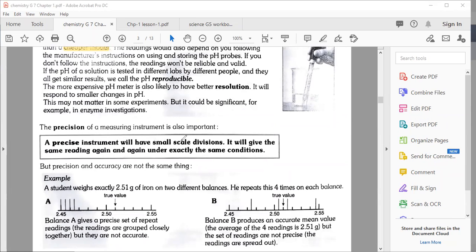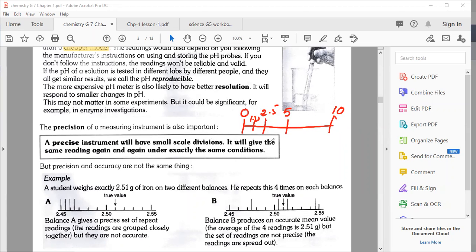An instrument will have small scale divisions. For example, it's a scale from here to here, 0 to 10. That's the midpoint, we say that this is 5. Then we make half of the 5, 2.5. You also half this one, then that is equal to 1.25. So that is the small division that you're going on.